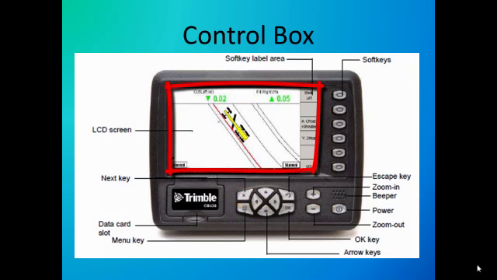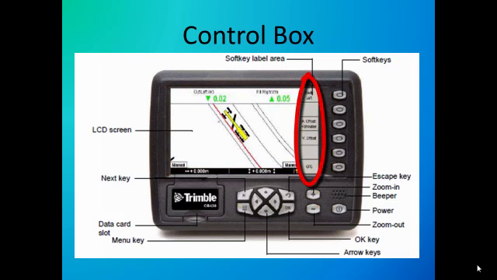The LCD screen displays information related to the selected project site. The soft tab key area displays shortcut keys for the operator by using the soft keys.